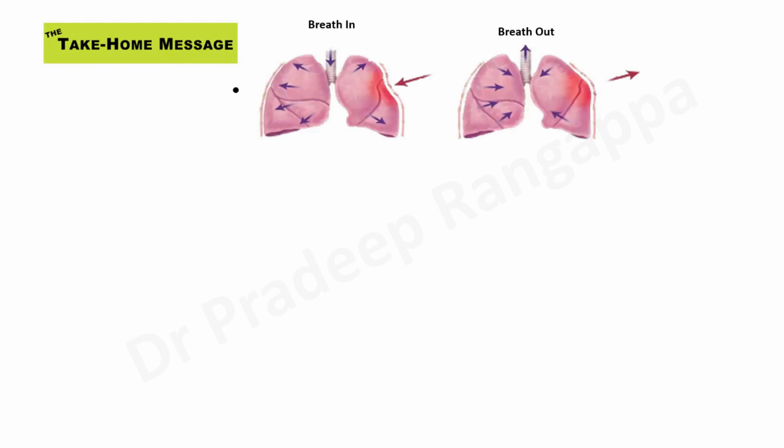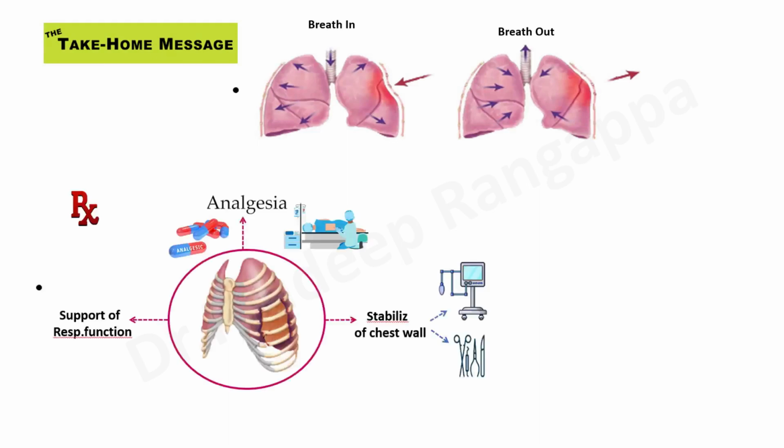So the take-home message is we need to understand that in flail chest, there is a paradoxical movement of the chest. During inspiration, when the chest moves out, the flail segment moves in. During expiration, when the chest moves in, the flail segment moves out. So we need to bear in mind what really happens in flail chest.